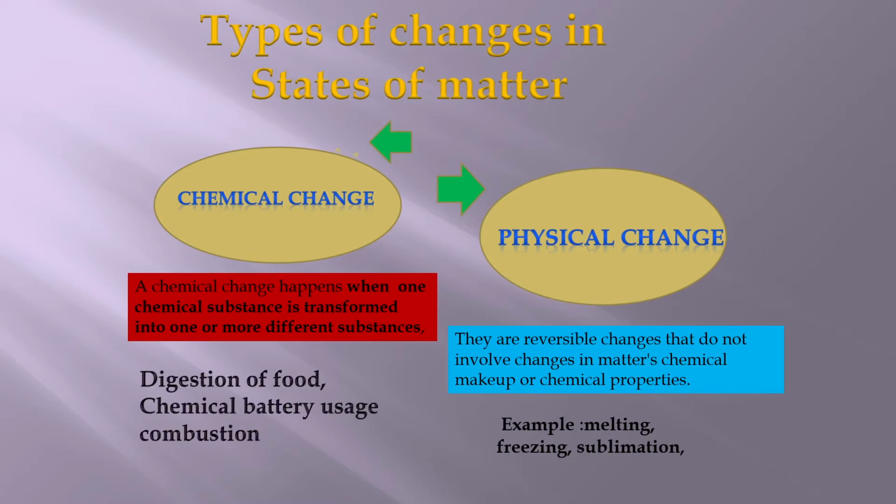For example, digestion of food. The proteins chemically converted to amino acids inside our body cannot be retained as proteins again, right? Other such examples are chemical battery usage, combustion, etc.